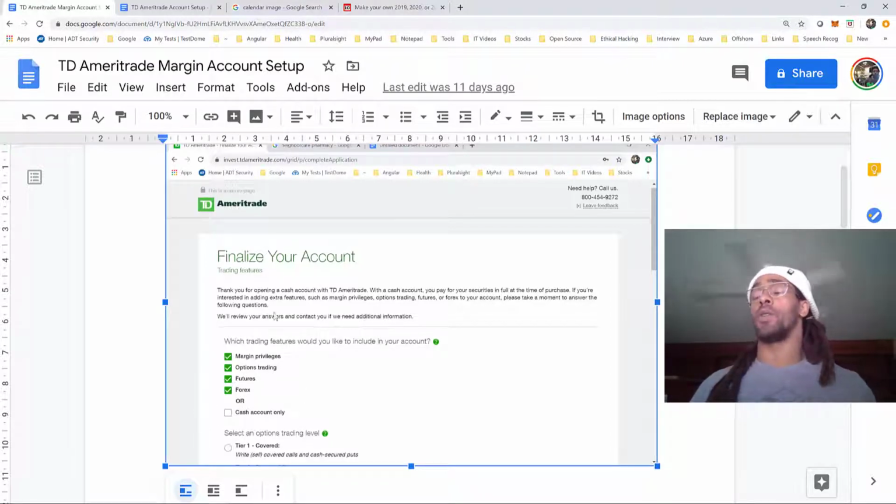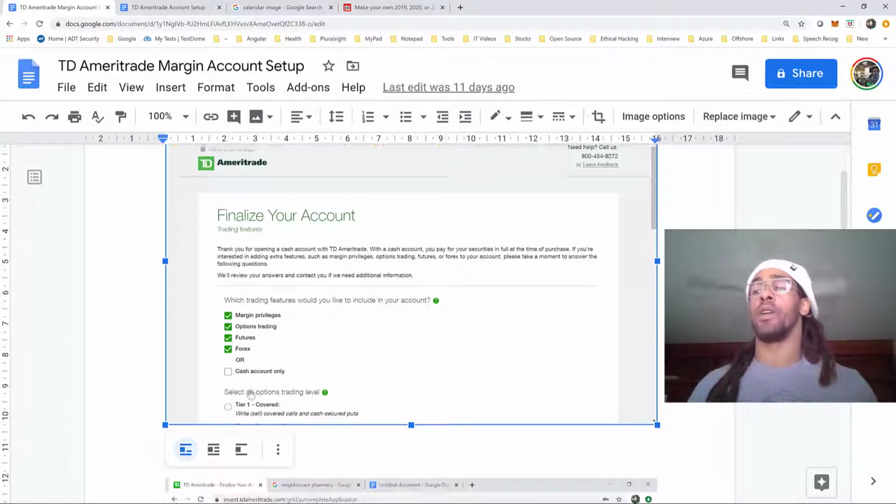All right, your margin account. When you get to the point of creating your margin account, you're going to be asked these questions. You're going to say, hey, I want margin privileges. I want to do options trading. I'm going to do futures trading. I want to do forex trading.